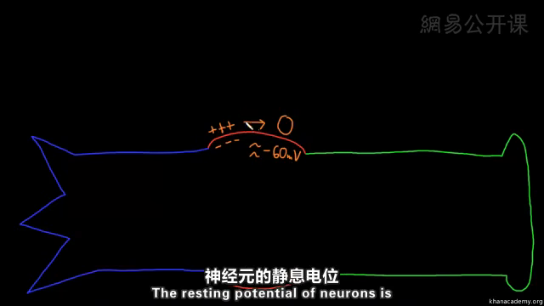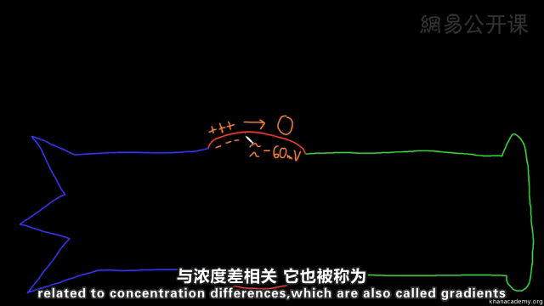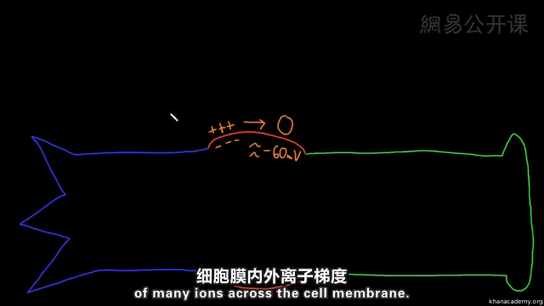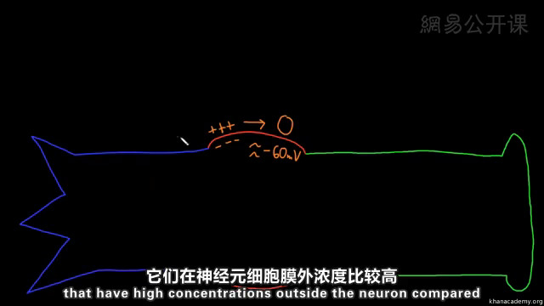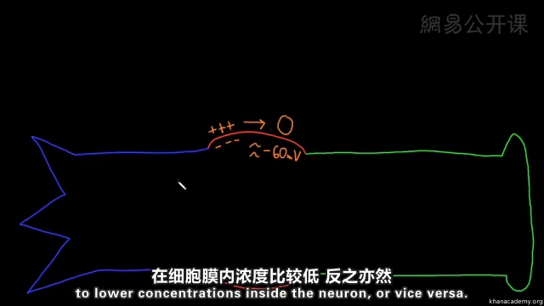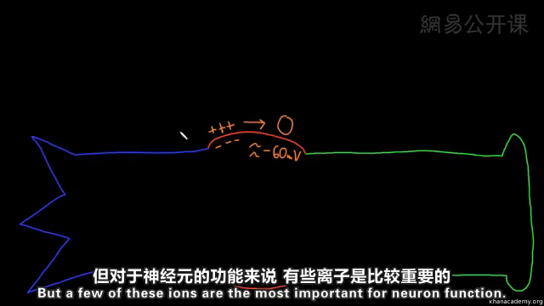The resting potential of neurons is related to concentration differences, which are also called gradients, of many ions across the cell membrane. So there's lots of different ions that have high concentrations outside the neuron compared to lower concentrations inside the neuron, or vice versa. But a few of these ions are the most important for neuron function.